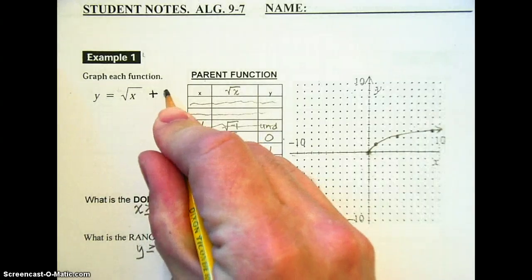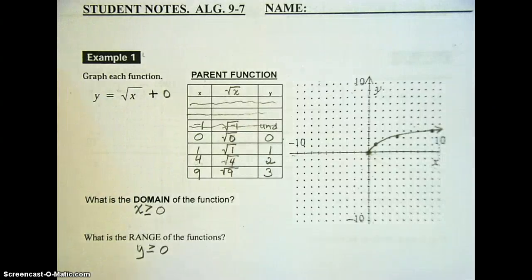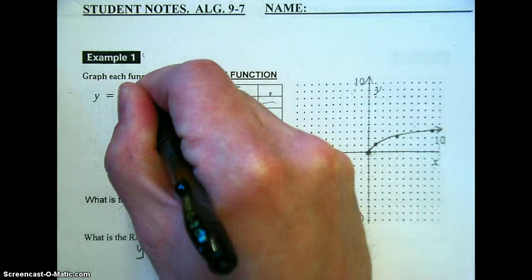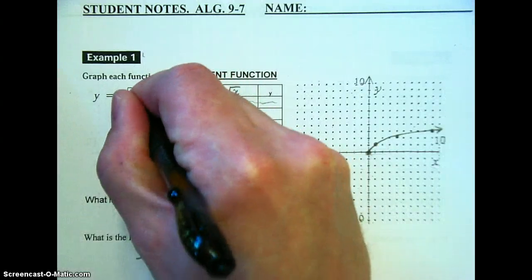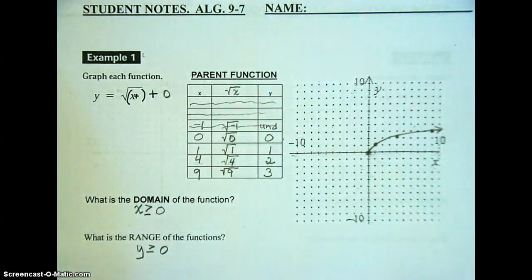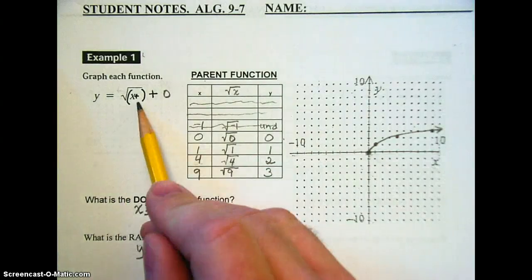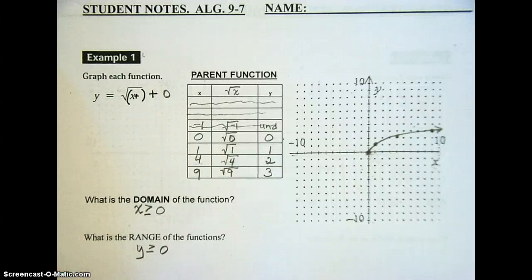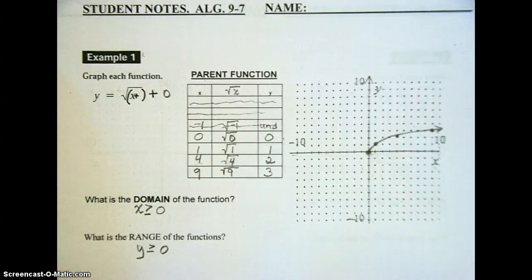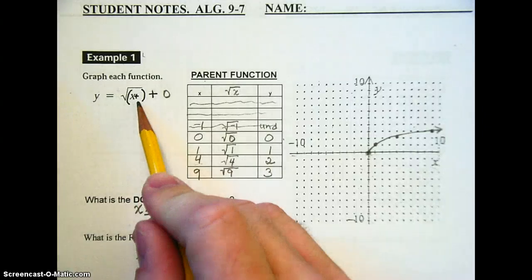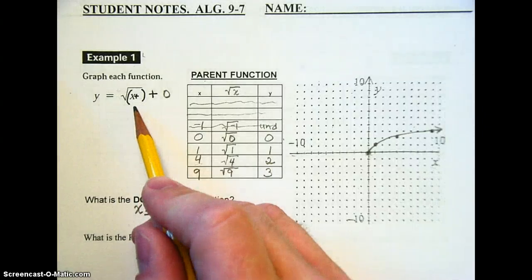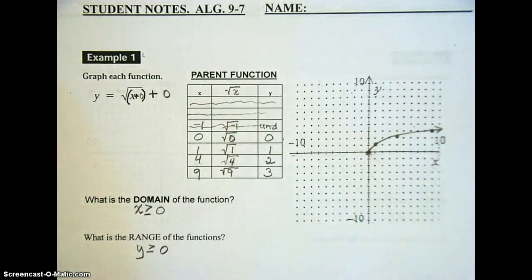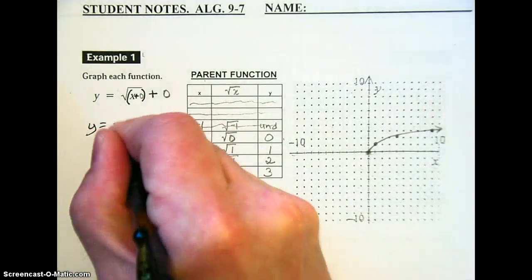There's also a number inside the radical with x. What number's inside the radical with x? What are we adding to x, not what's in front of x? What are we adding to or subtracting from x? Zero. Nothing. That's why we don't show anything. That's why we're just saying y is equal to the root of x.